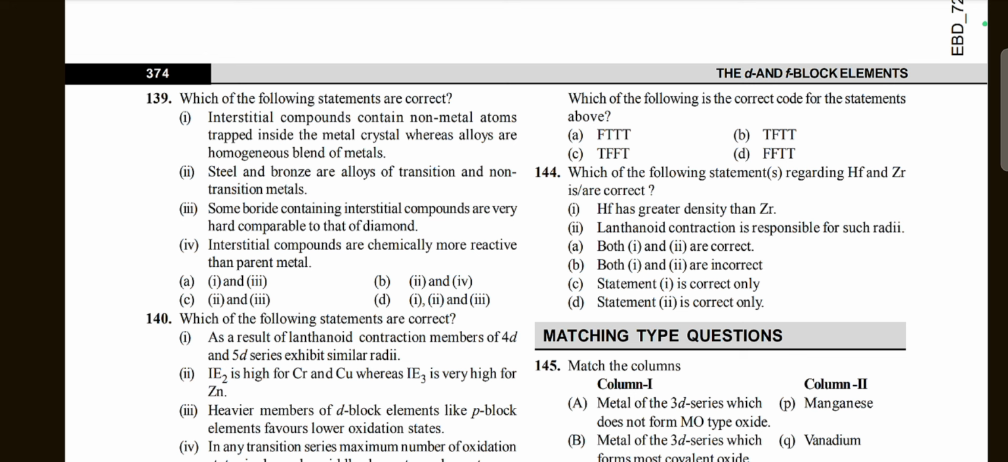Yes, true. Steel and bronze are alloys of transition and non-transition metals. No, false. Steel is an alloy of iron and carbon, which is a non-metal. Interstitial compounds are chemically inert. So, option second is incorrect. Some boride containing interstitial compounds are very hard, comparable to that of diamond. Yes, true. Interstitial compounds are chemically more reactive. No, they are inert. So, 1 and 3 are correct. Option A will be the answer.